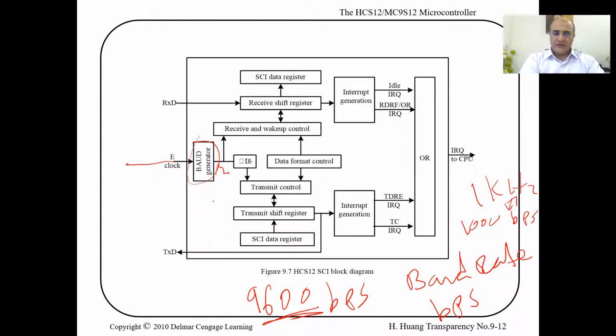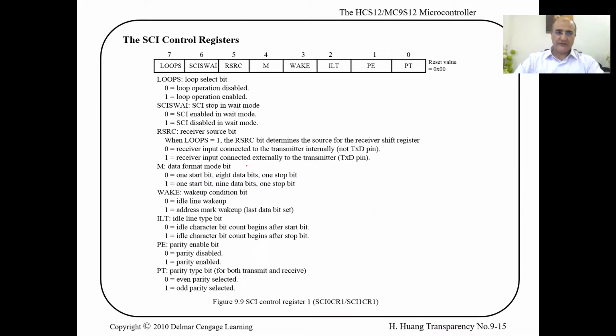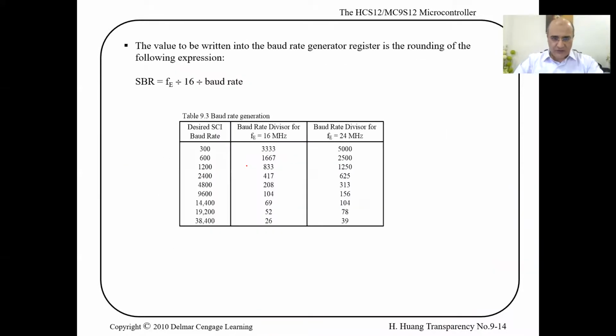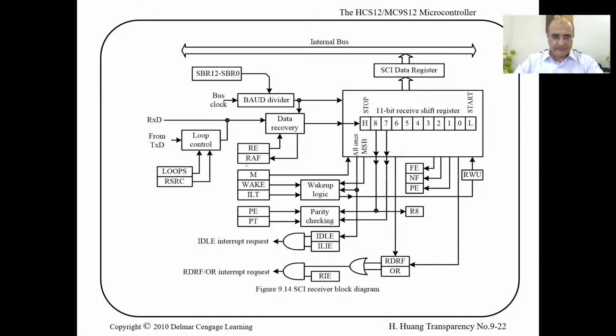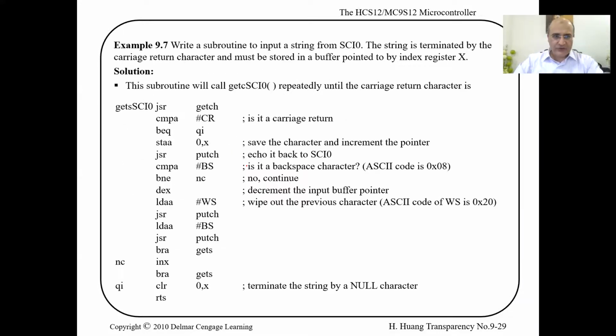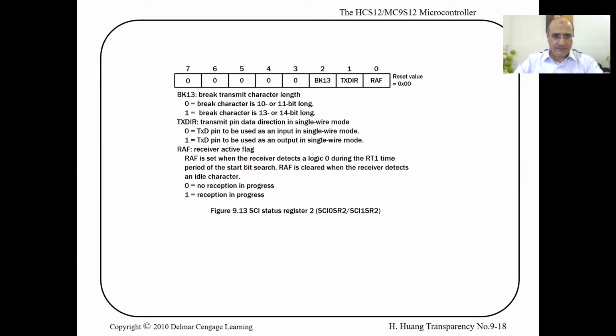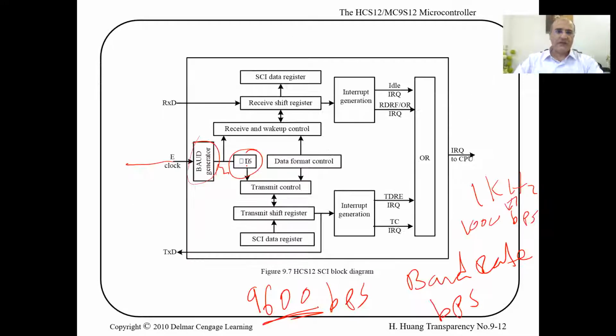The baud rate generator divided by 16. Here's the equation. Divided by 16 and higher division means your 16 bit times slower transmitting or receiving. Yep, exactly. So this is how we do it.